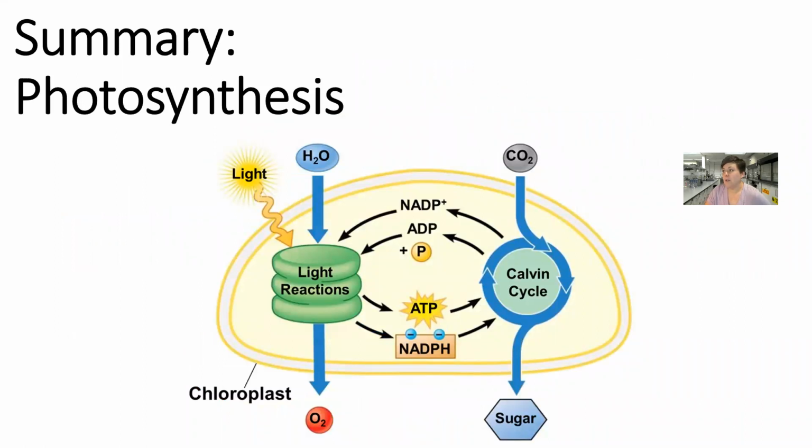This is just a summary of these processes and how these are linked. Again, the light reactions, Photosystem II and I, are what generate our energy, and then the Calvin cycle, or the dark reaction, is what uses that energy to generate our organic compound.